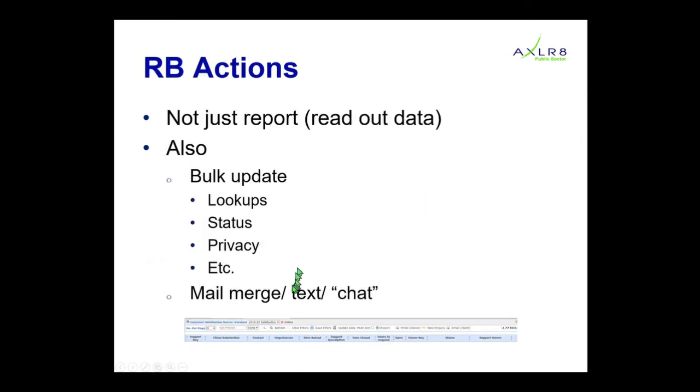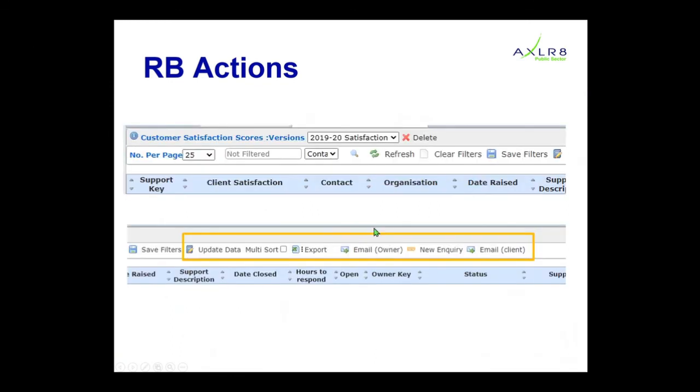RB actions, there's various things that you can do. You can mail merge, text, chat. This line of RB actions is so long with some systems now that I've broken it into two. So obviously you can save the filters, you can clear filters if you wish. You can also update data. So for that you would need tick boxes. So the idea is if you update data, let's say you wanted to take 16 items and move them from response sent to closed, you can do that, but obviously you would have to have a tick box, and you'll have seen that tick box option in the report builder.